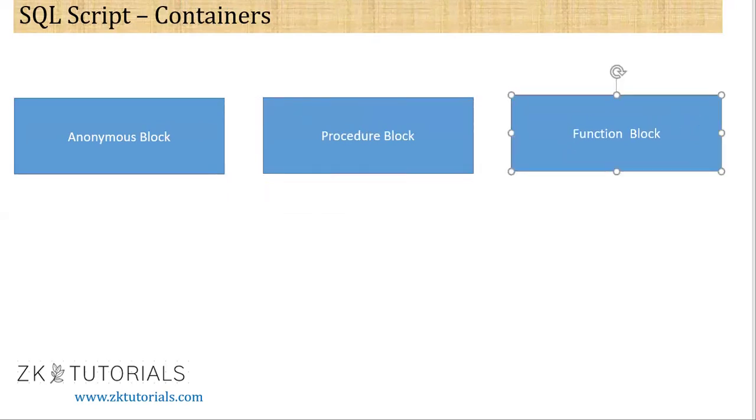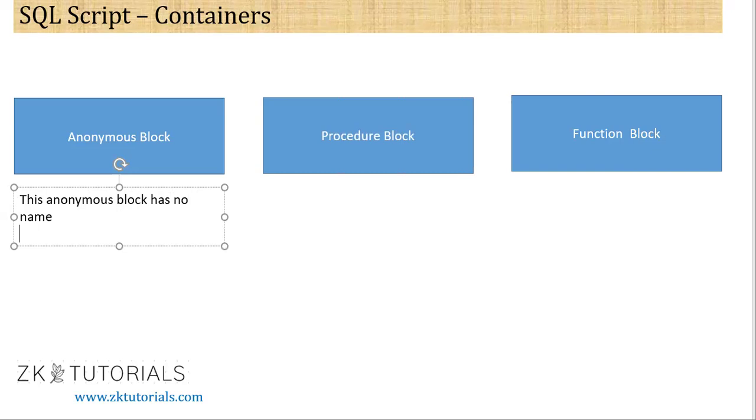Now let's start with the anonymous block. What is this anonymous block? As you can see from the name, an anonymous block is a block which has no name. This block has no name, so we cannot reuse it. So this anonymous block means it has no name.